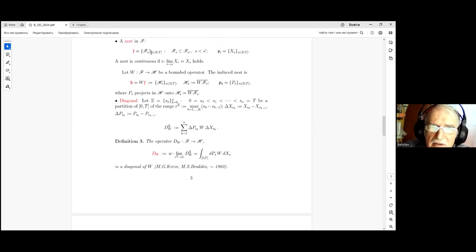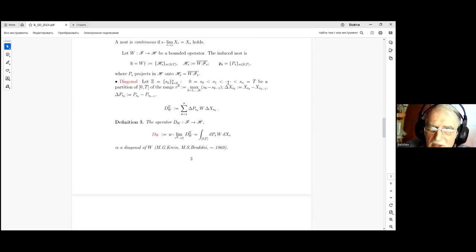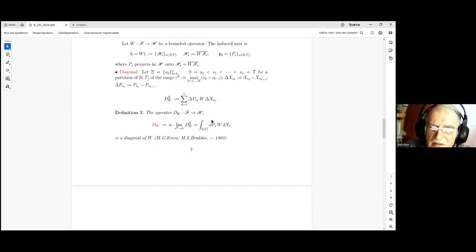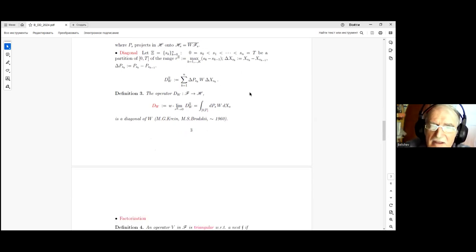We take our nests parameterized. The parameter S runs from zero to capital T, and we divide this segment by points and construct the corresponding projections in F and in the image space H, and construct a straightforward analog of the matrix diagonal. Then we claim that the limit of these integral Riemannian sums, if it exists in the sense of weak operator convergence, is said to be the diagonal of the operator W.